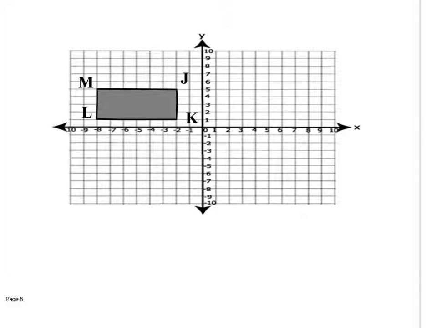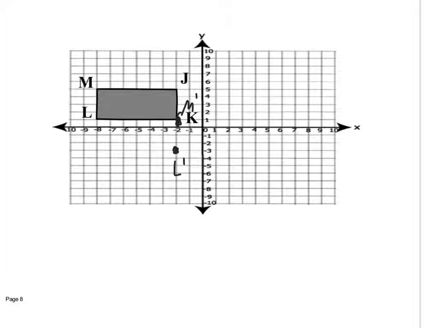It said it moved 6 to the right and 4 down, right? Is that what it said? So M prime, okay, what did we say M prime's at? -2, 1. Okay, so M prime is actually where K was. Okay, what about L prime? Where's the L prime going to be? -2, -3.